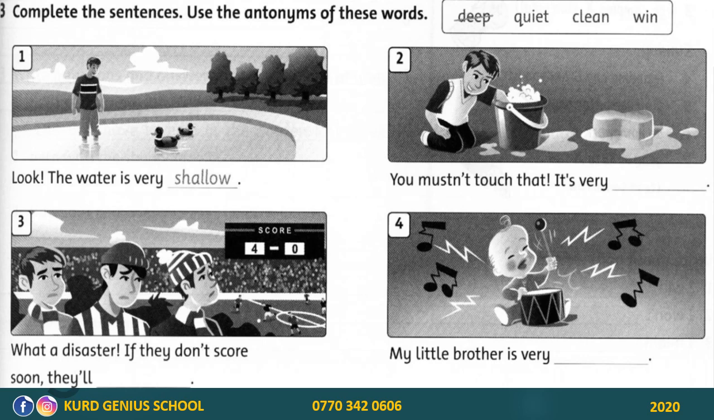So number 4, my little brother is very what? You can see the picture that he's very, very noisy or loud. So you can say my little brother is very noisy instead of quiet. Why? Because it says use the antonym of the words above.